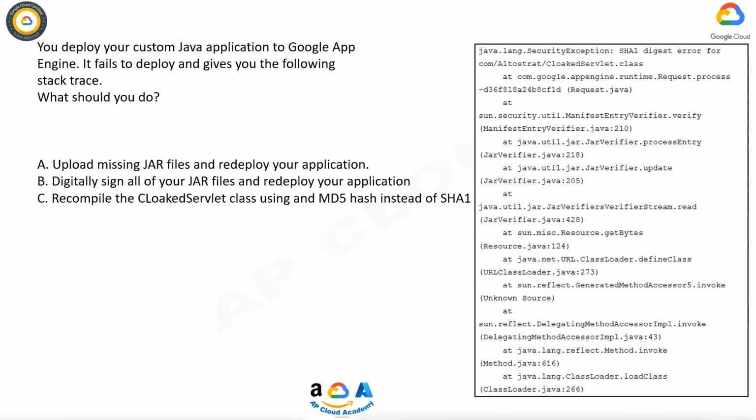A. Upload missing JAR files and redeploy your application. B. Digitally sign all of your JAR files and redeploy your application. C. Recompile the cloaked servlet class using an MD5 hash instead of SHA-1. Correct answer, B. Digitally sign all of your JAR files and redeploy your application.